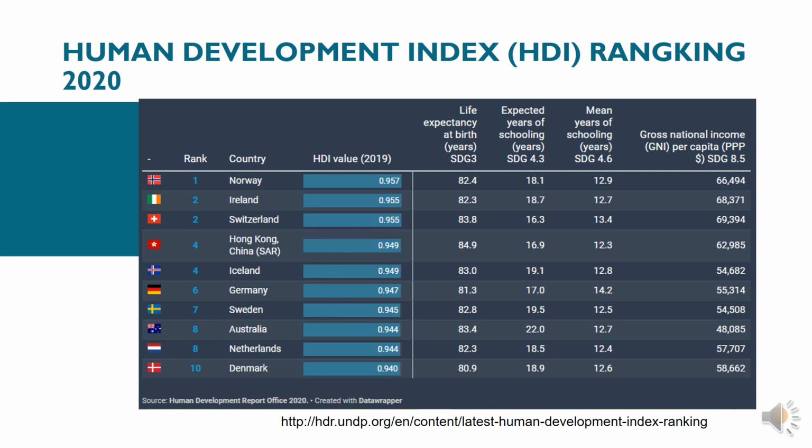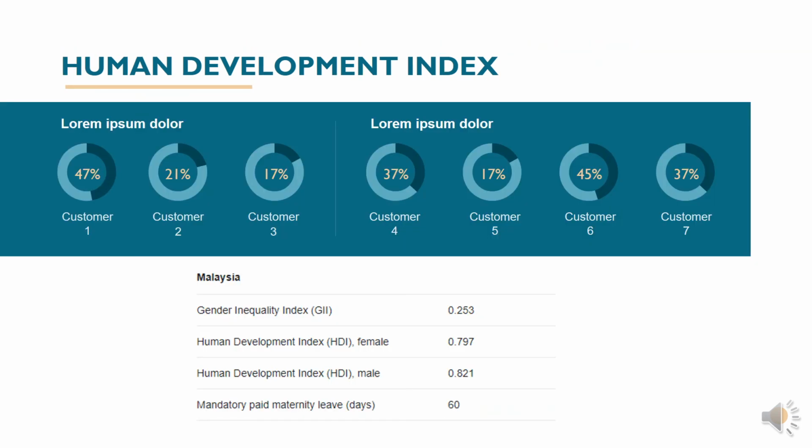These Human Development Index scores are based on life expectancy at birth, expected years of schooling, mean years of schooling, and gross national income. For the details, you can browse the link that I provide in this slide. And here now we check the Human Development Index for Malaysia. Gender Inequality Index 0.2. Human Development Index for females we have 0.7 compared with the first country in the world, which is at 0.9. Human Development Index 0.8, and mandatory paid maternity leave we have 70 days.